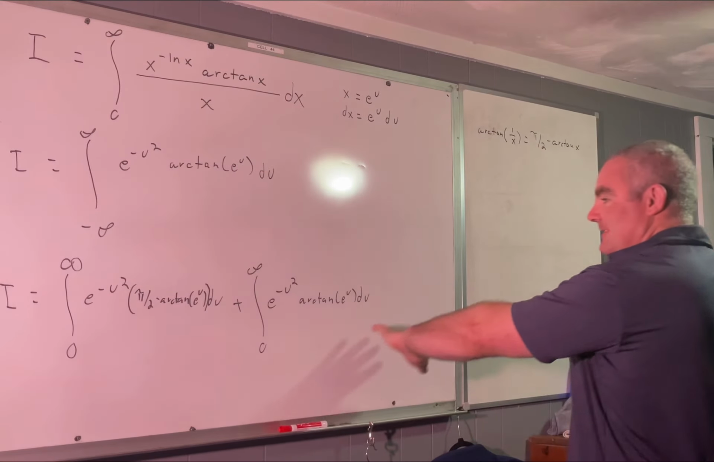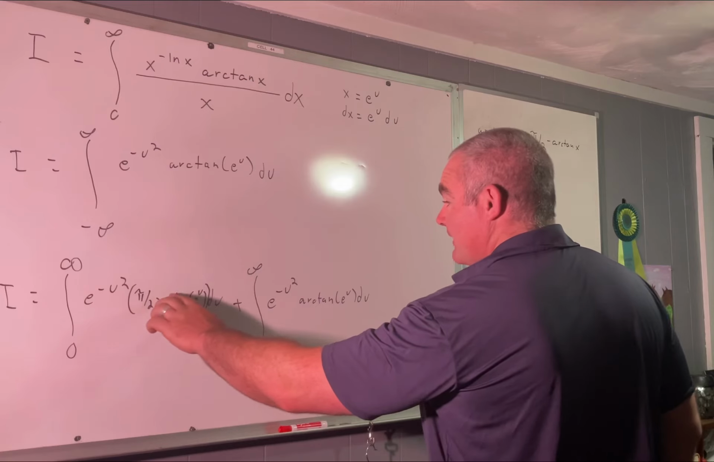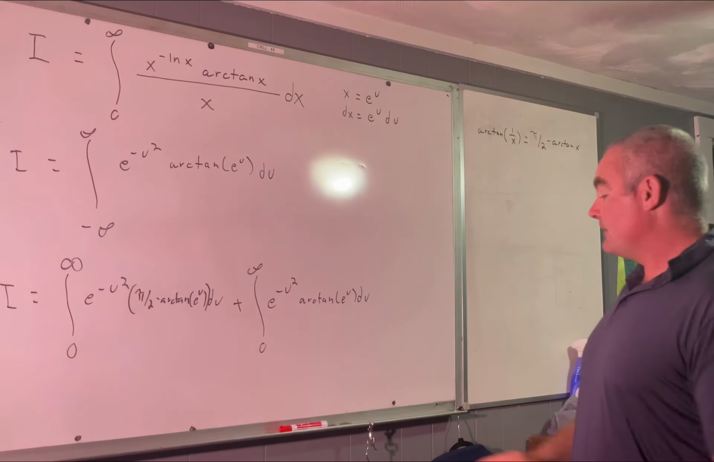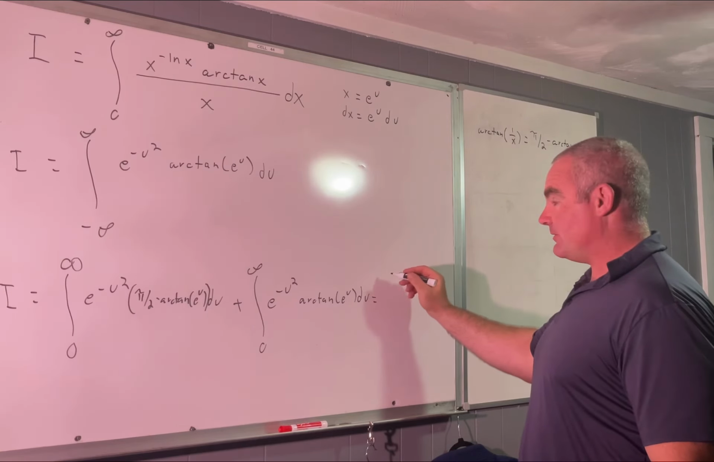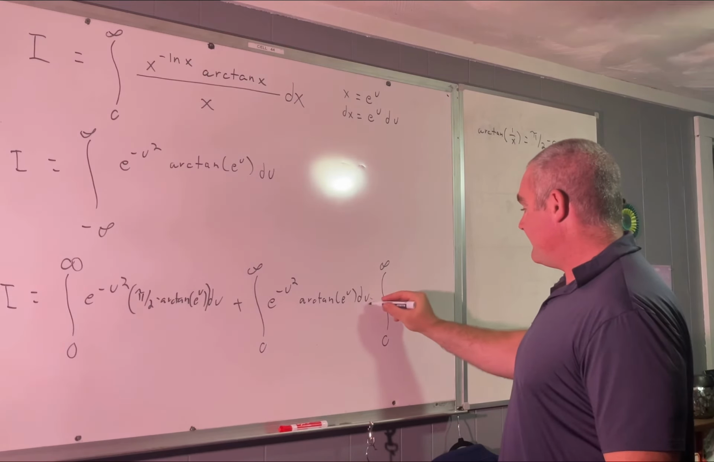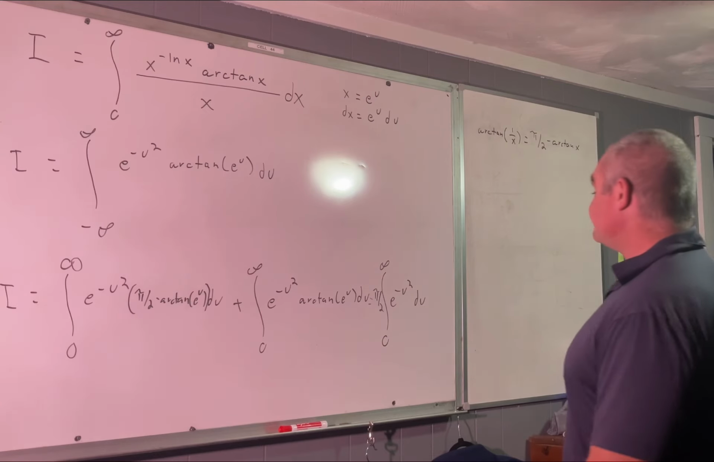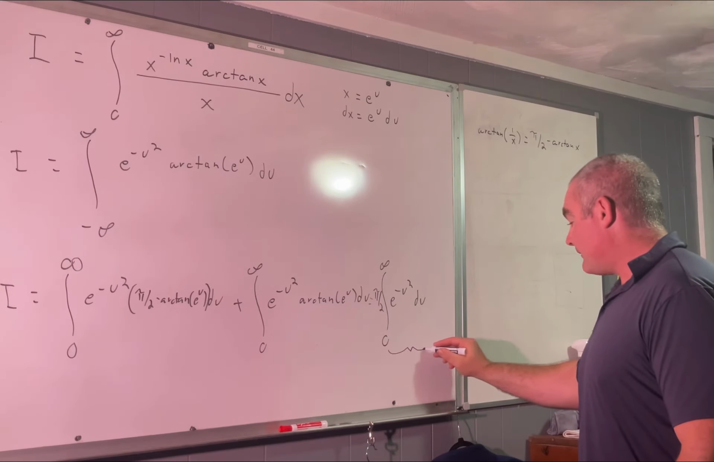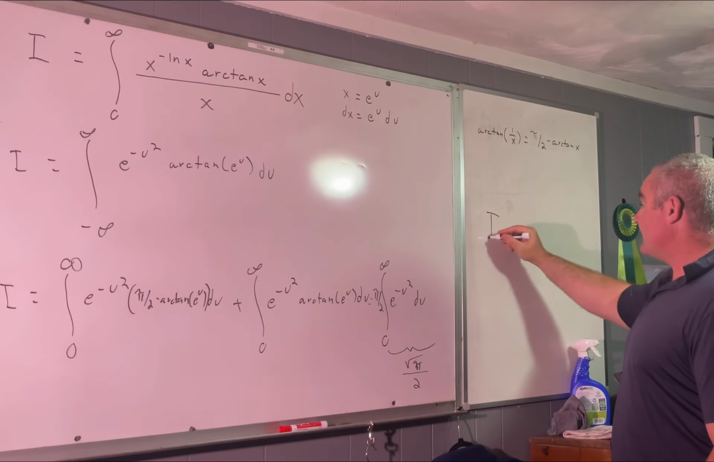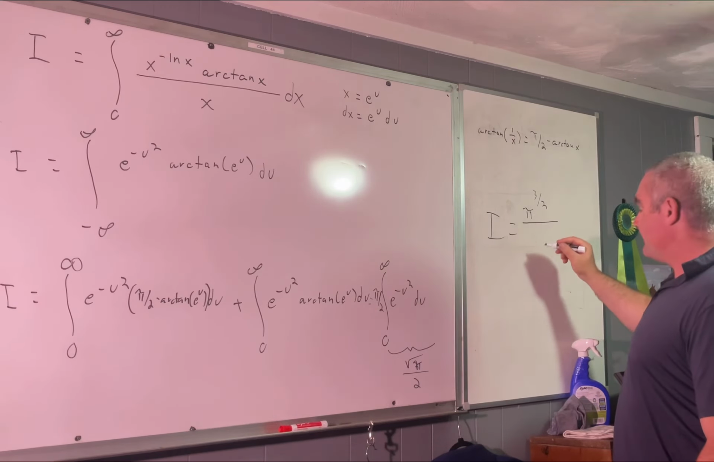So now we have this, and you guys are all seeing that something really nice is going to happen. This whole second part, this negative e to the negative u squared times arctangent e to the u will cancel with this one. So we can literally just say that this is equal to the integral from 0 to infinity of this plus this, which is just pi over 2 times the integral of e to the negative u squared du. And we know that this is half the Gaussian integral, which is the square root of pi over 2. So all in all, I is equal to pi to the 3/2 over 4.